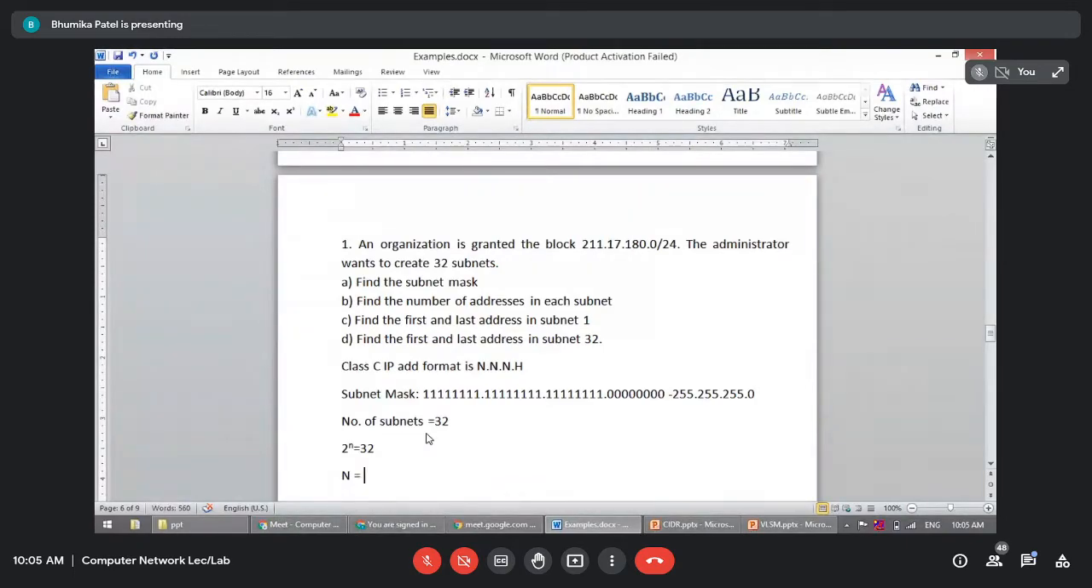How? Because n is in the power, right? As you can see, this n is the power of 2, so n is log 32 divided by log 2. Why log 2? Because here the base is 2. Getting it? That's why we are taking log. Everyone understands? Yes, ma'am. Okay, so what will be the value of n?